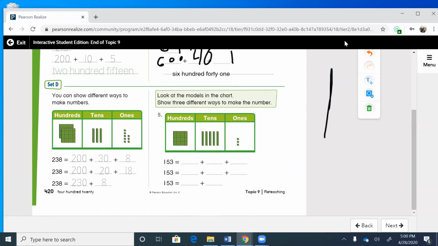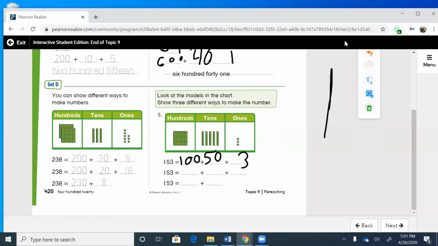Look at the models in the chart. We're looking at number 5. Show 3 different ways to make the number. All right, so they're asking you to do it in expanded form, and the plus signs are already provided. The first way you should do it is the original way, the way you would if somebody gave you a standard number and said put it in expanded form. 100 plus, how many tens? 5, so don't forget to add the 0. 50 plus 3.